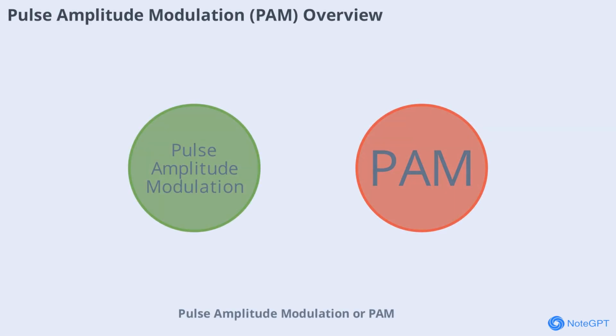Pulse amplitude modulation, or PAM, is a technique where the amplitude of each pulse represents the instantaneous value of the analog signal at the sampling moment. PAM is one of the simplest forms of pulse modulation and serves as the basis for more advanced techniques.